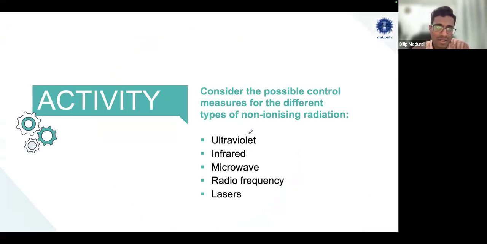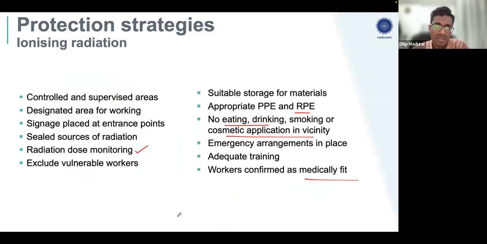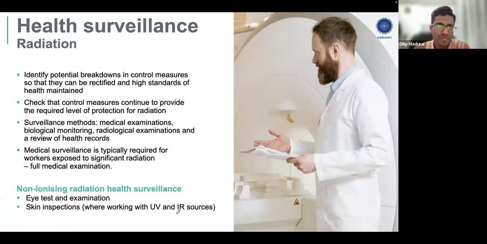And then we are going to identify the risk in your column number 2 of section 2. And column 3 and column 4 is where you would be writing your control measures. Okay. So health surveillance: identify potential breakdowns in control measures so they can be rectified and high standards of health maintained. Okay, so any health surveillance is to identify any signs or symptoms shown by people, which also helps in identifying the ineffectiveness of the existing controls.